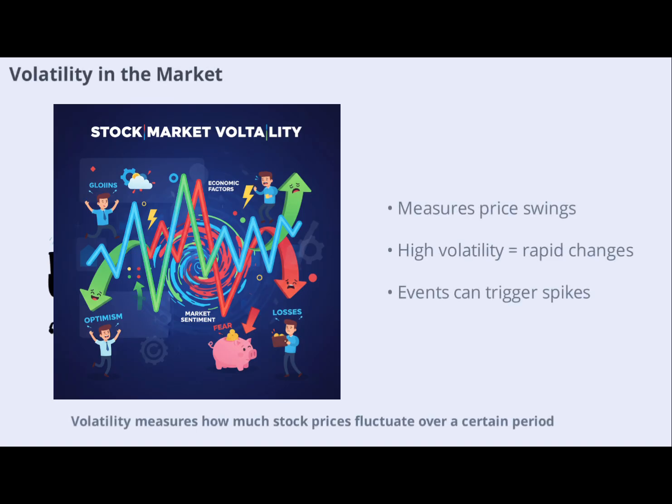Volatility measures how much stock prices fluctuate over a certain period. High volatility means prices can change rapidly and unpredictably, while low volatility indicates more stable prices. Major events like earnings reports, interest rate changes, or election results can cause spikes in volatility. Investors often exercise caution during volatile periods to manage risk effectively.